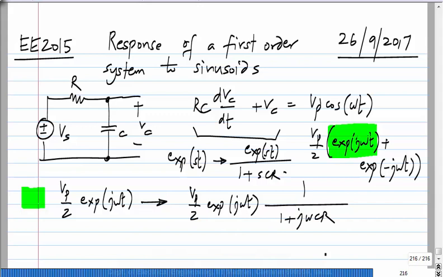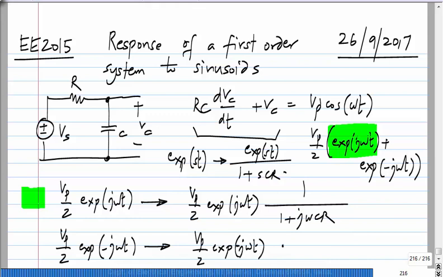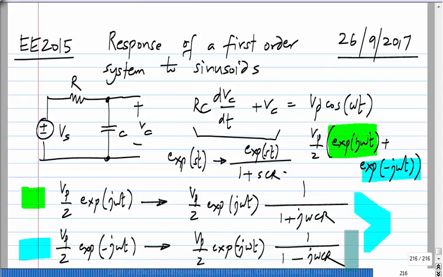Okay. Similarly, Vp by 2 e^(minus j omega t), this gives you, all you have to do is to substitute s equals minus j omega. Okay. This is fine. And by linearity, the response to a sum of this and that is the sum of responses. So we have to add these two, right?